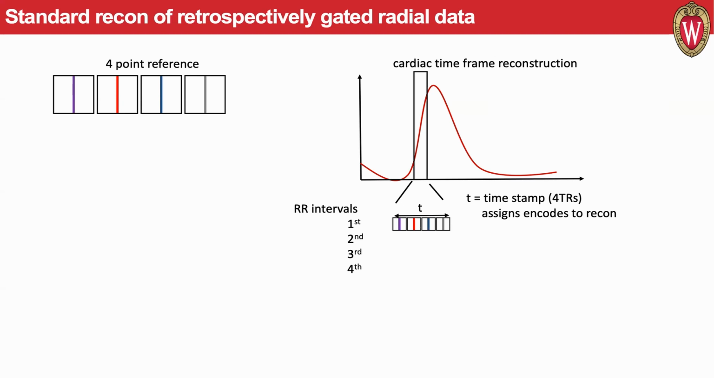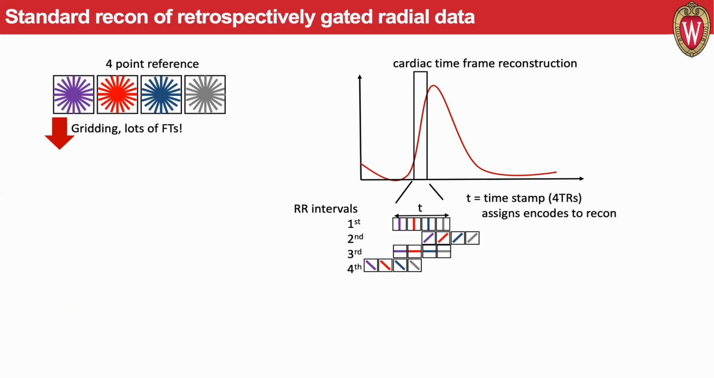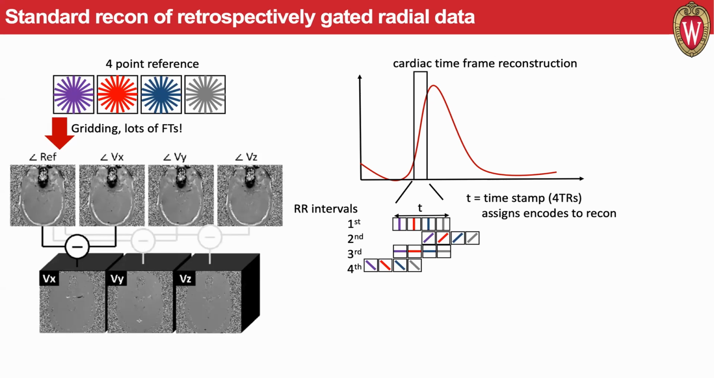This enforces that the data with the same projection angle is added to the bins, which also sets our theoretical temporal resolution limit to 4 TRs. Then after enough data has been collected, we have a relatively uniform sampled k-space for each of the encodes. Then we perform gridding and SENSE reconstructions, and we obtain an image for each of the encodes, where the reference image is subtracted from the velocity data to remove the background field offsets.